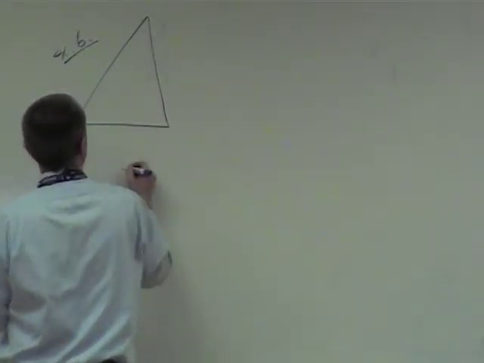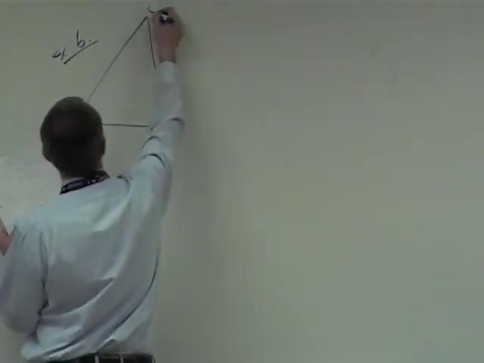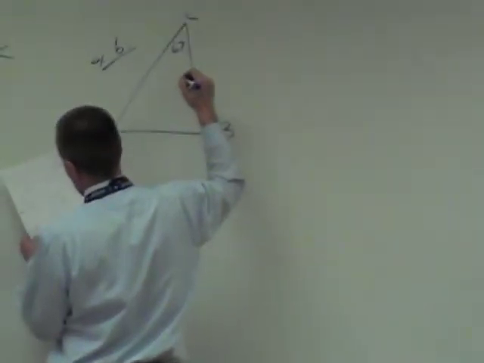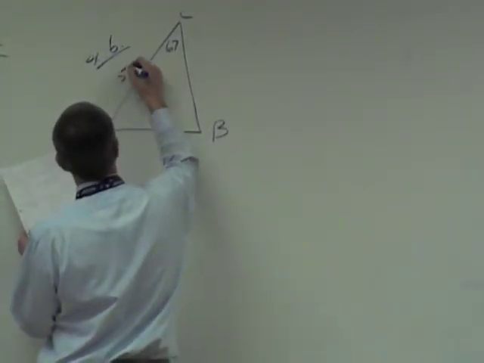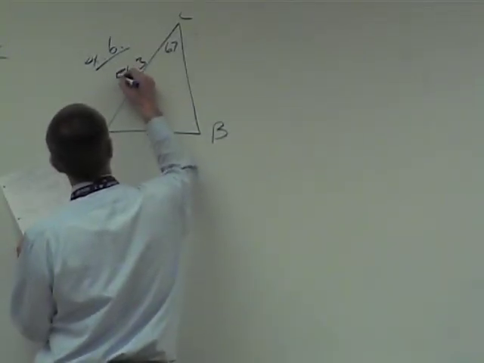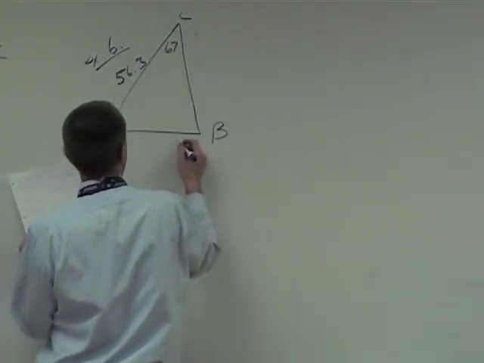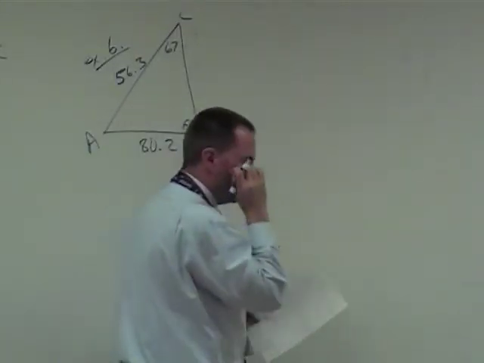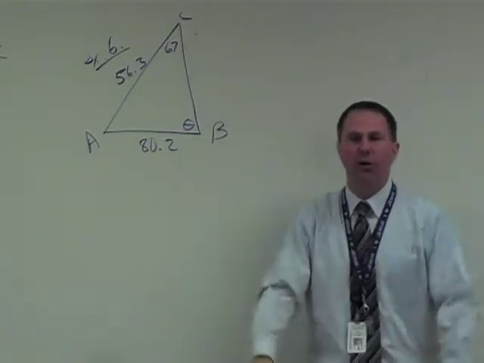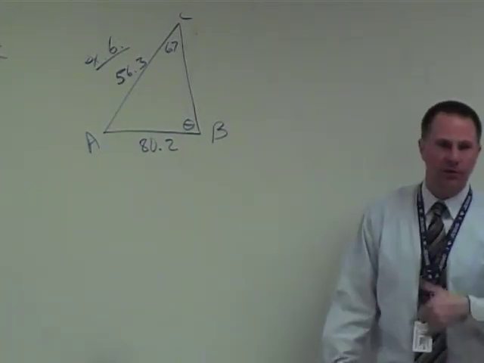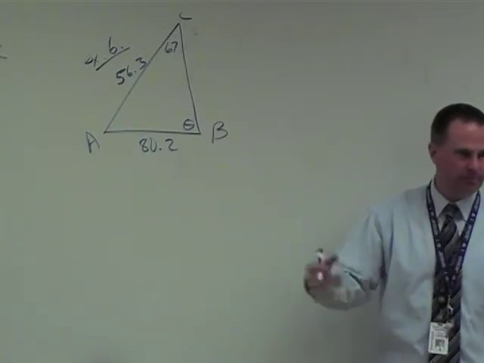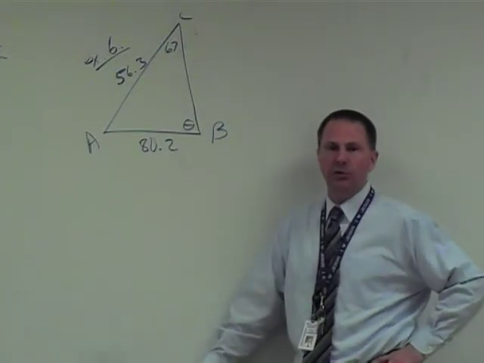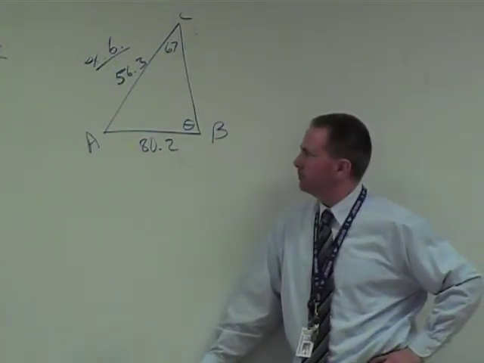I don't want it to be a 90 degrees, so I'll try to draw it a little bit differently. C, B. This angle is 67. This is 56.3. And this is 80.2. And I want to know theta. I'm going to teach you the harder problem of your assignment first. Not that there aren't more difficult ones, but for the teaching part, this is the harder one of the two. So we'll just do two of the problems like this.